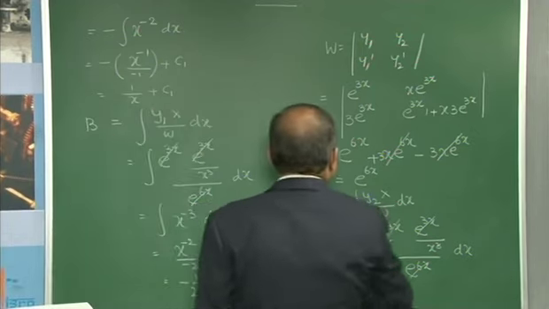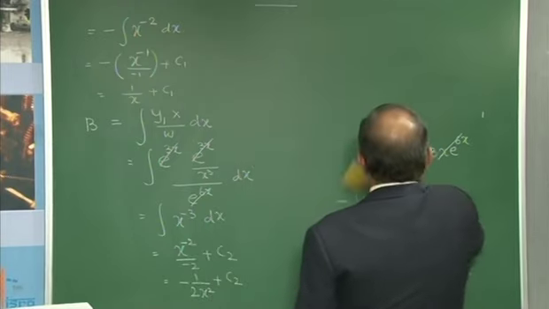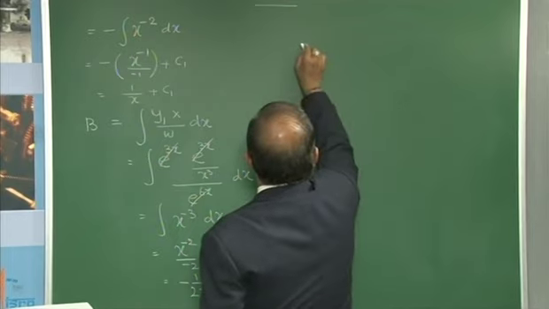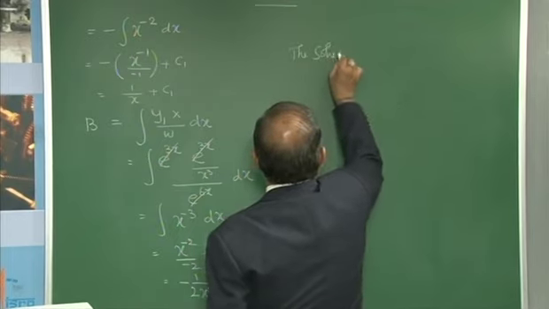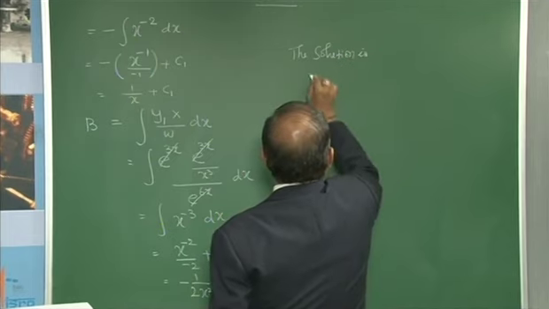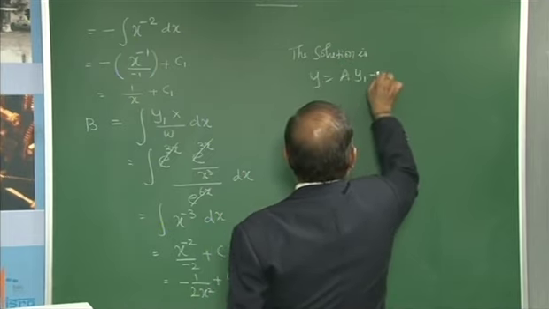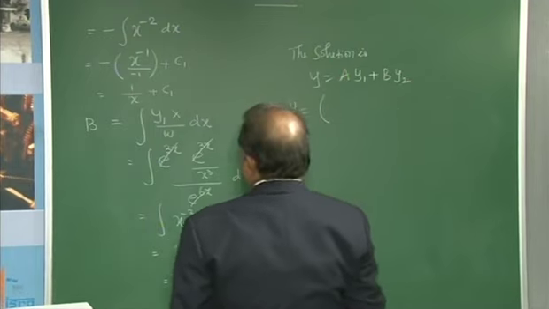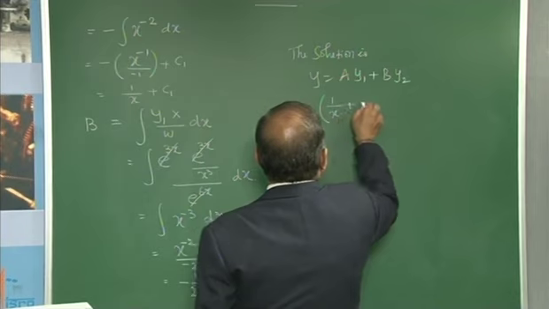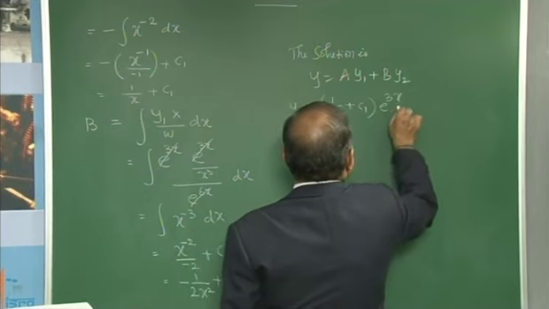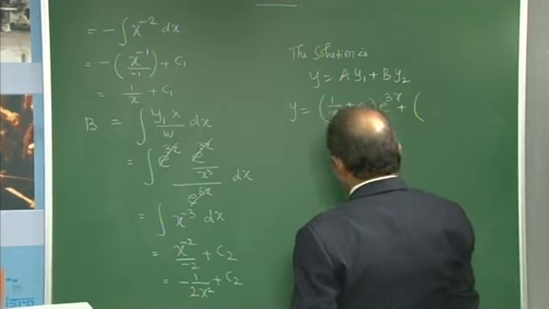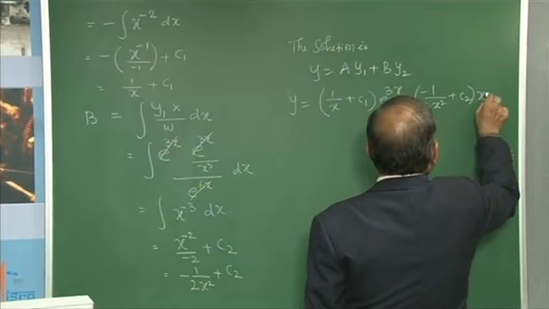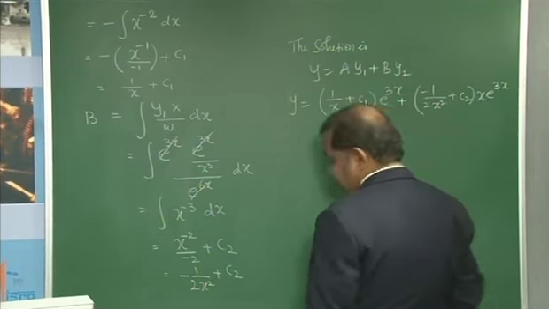Therefore, what is my solution? A y1 plus B y2. Use the values. A is 1 by x plus c1 e power 3x, B is minus 1 by 2x square plus c2 into x e power 3x.